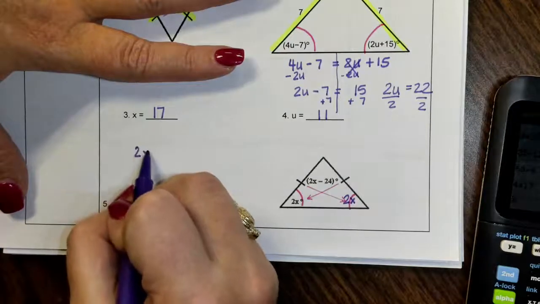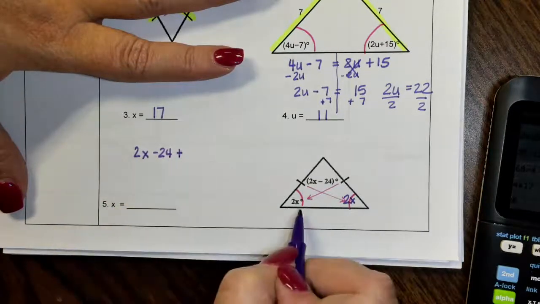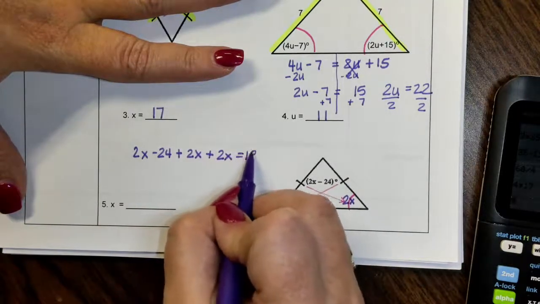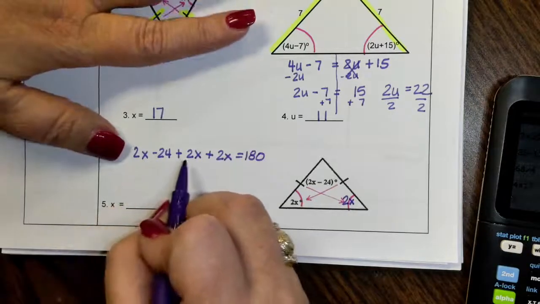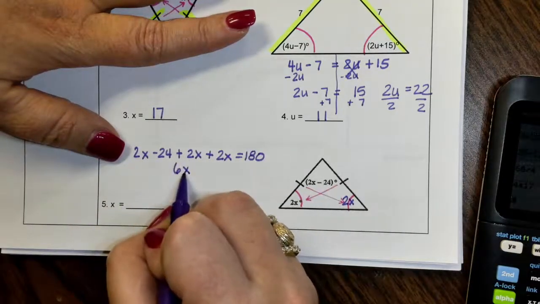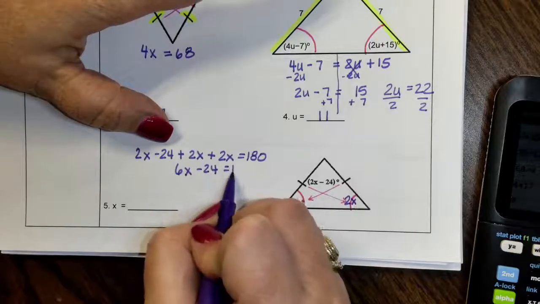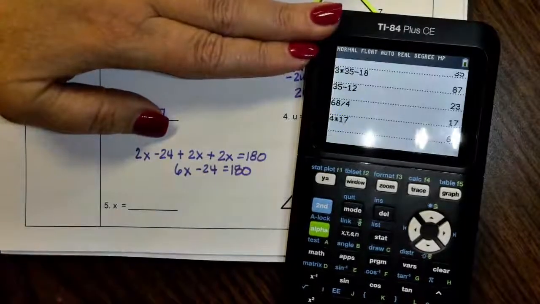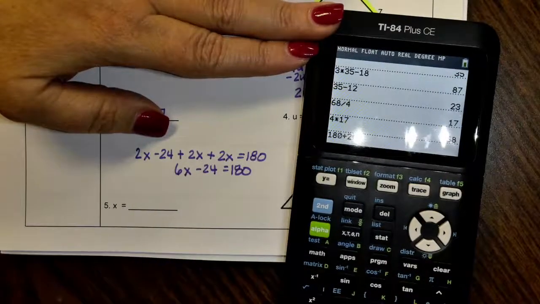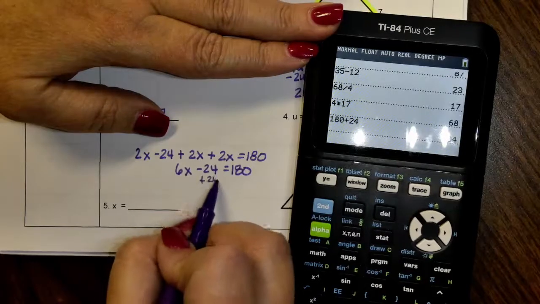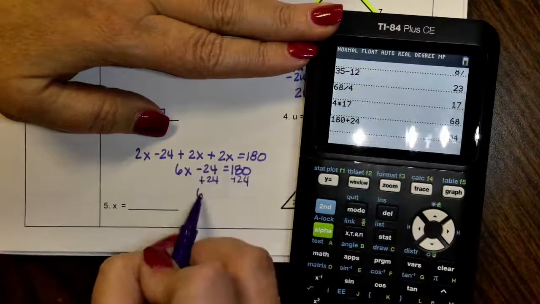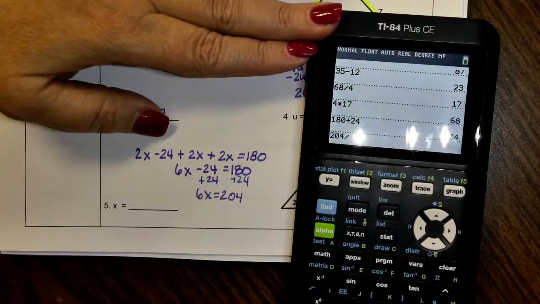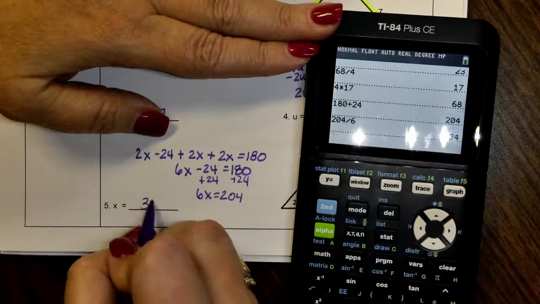So 2x minus 24 plus 2x plus 2x is equal to 180. So 2x plus 2x plus 2x is 6x minus 24 is equal to 180. Okay, so 180 plus 24, add 24 to both sides right here, gives you 6x is equal to 204. Divide 204 by 6, and you get that x is 34.